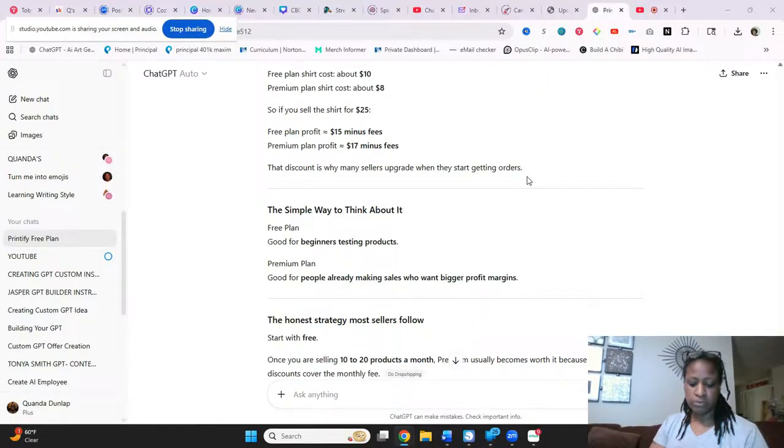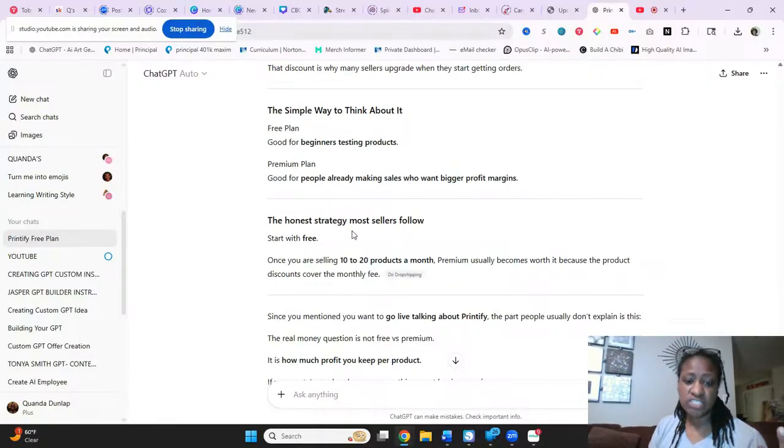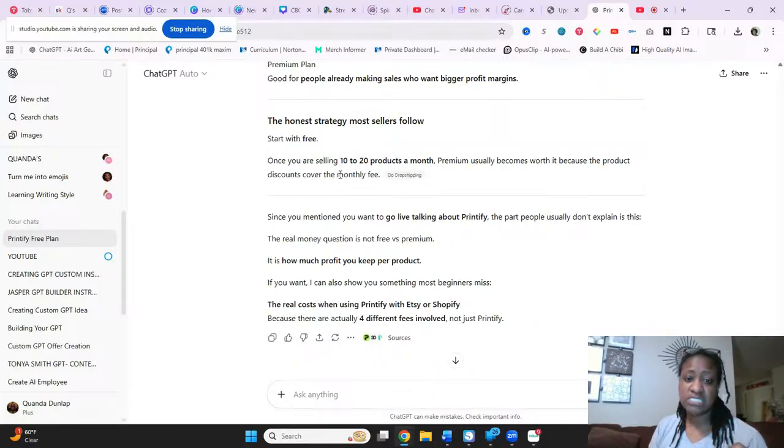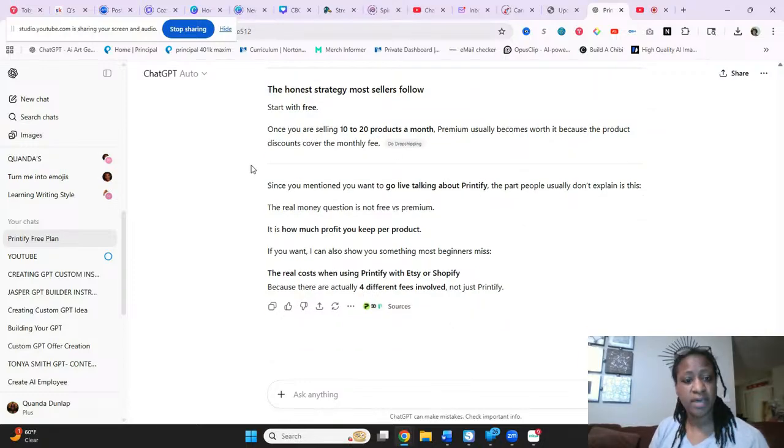So the simple way to think about it: the free plan is good for beginners testing products. Premium is good for people who are already making sales and want bigger profit margins. So the honest strategy most sellers follow: start with free. Once you are selling 10 to 20 products a month, then upgrade to premium, is what I'm talking about.